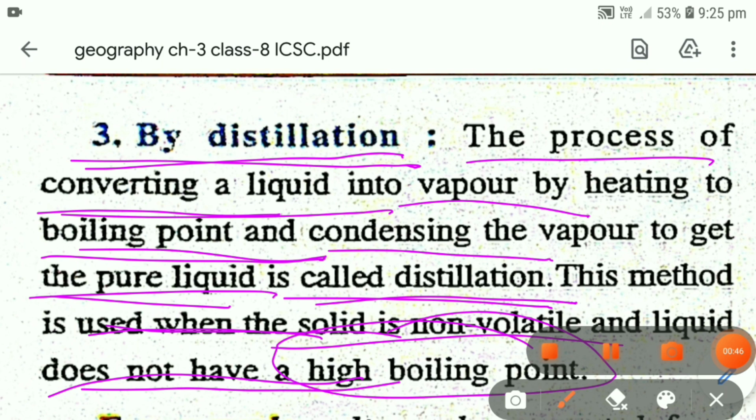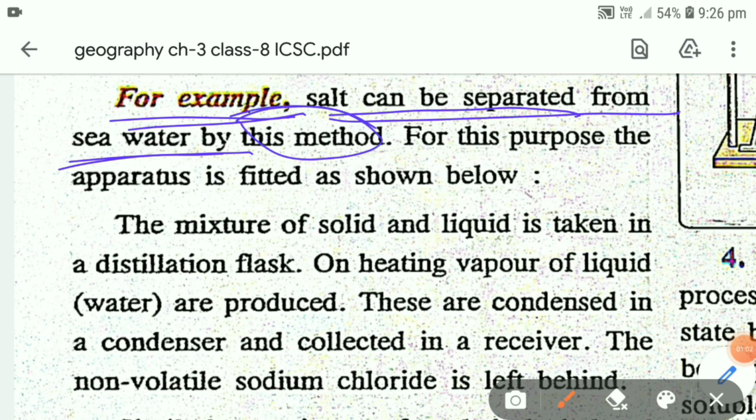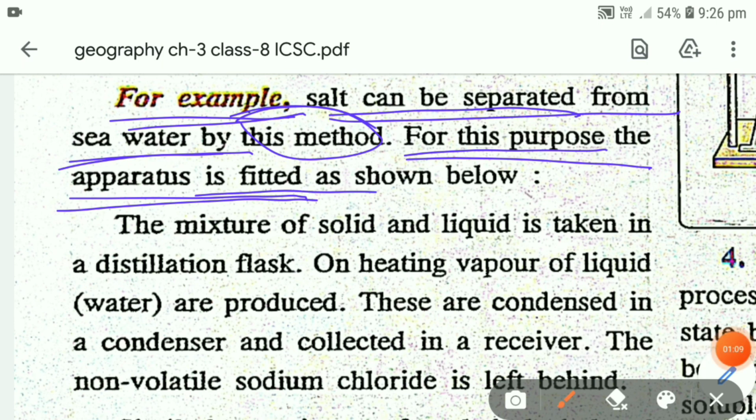Suppose salt, we know salt does not have any boiling point, so the salt is non-volatile and the liquid does not have a high boiling point. For example, salt can be separated from seawater by this method. For this purpose the apparatus is fitted as shown below. So let's see that.